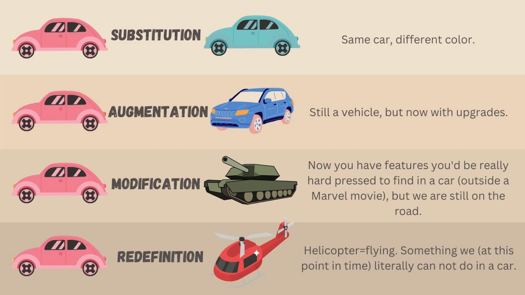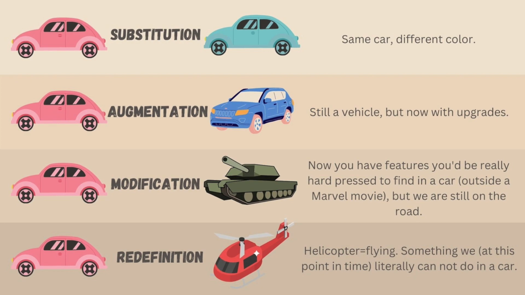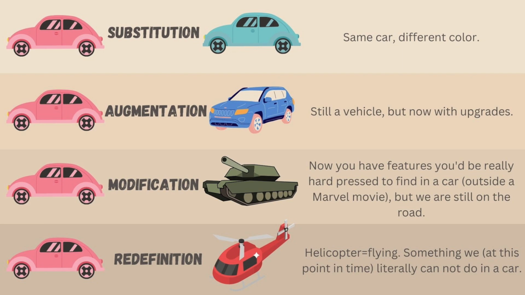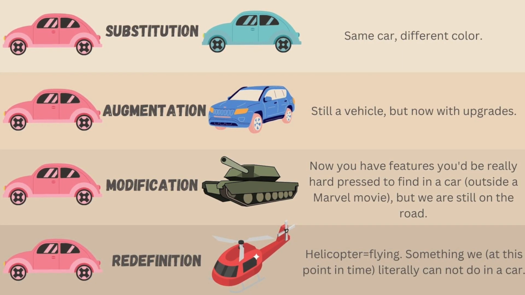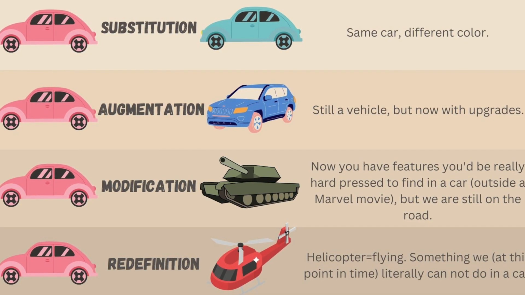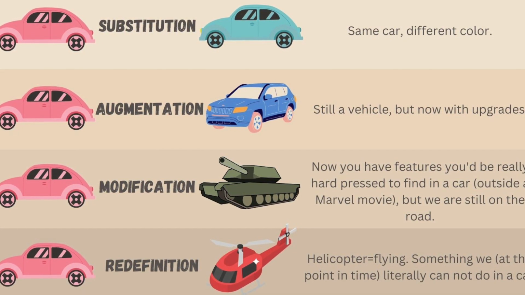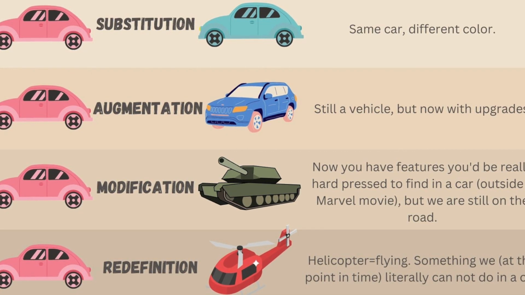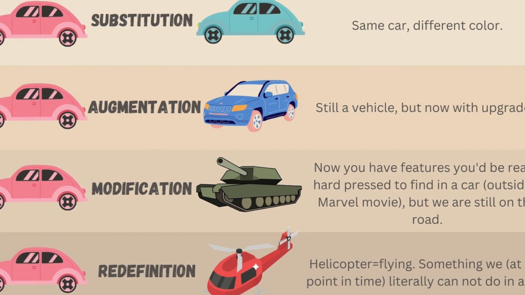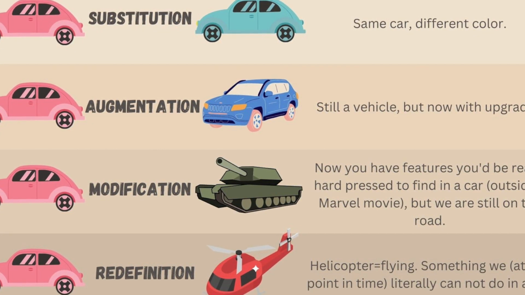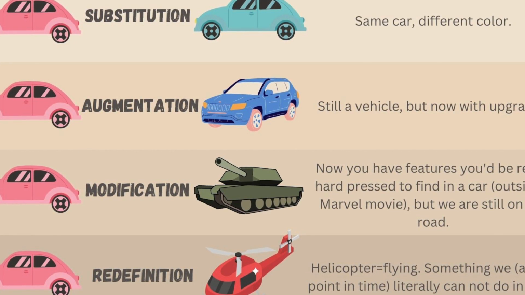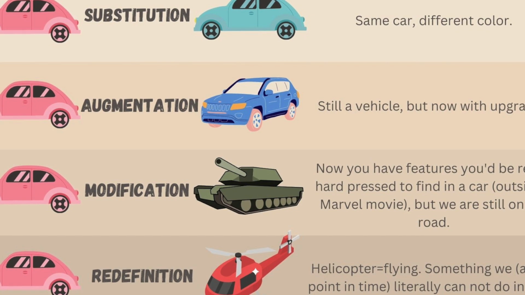The final example uses cars to relate the levels. So we have this adorable, cute little pink car, and at the substitution level, we've just changed the paint color to blue. At the augmentation level, we've gone from a tiny car to a slightly bigger car, still a car, but we've got some upgrades. Then, at the modification level, we've gone from a car to a tank. We have armor plating, we have defense systems, but we're still on the ground. And then at the redefinition level, we've taken from the ground to the air in our helicopter, something that was previously unavailable to us in a car.